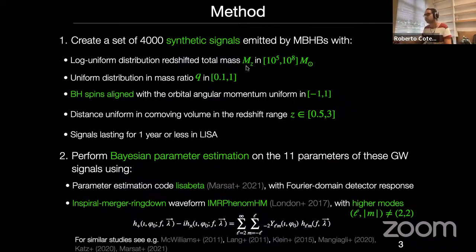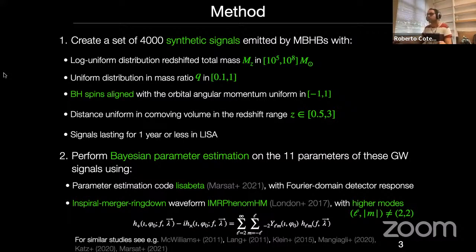We choose the redshifted total mass of the system to be log uniform distributed in the range 10^5 to 10^8 solar masses. We pick a uniform distribution for the mass ratio between 0.1 and 1. We consider only spins aligned with the orbital angular momentum of the binary, and we pick each component uniform between minus 1 and 1. We draw distance uniform in comoving volume, considering the redshift range up to 3. And we restrict ourselves to signals lasting for 1 year or less.